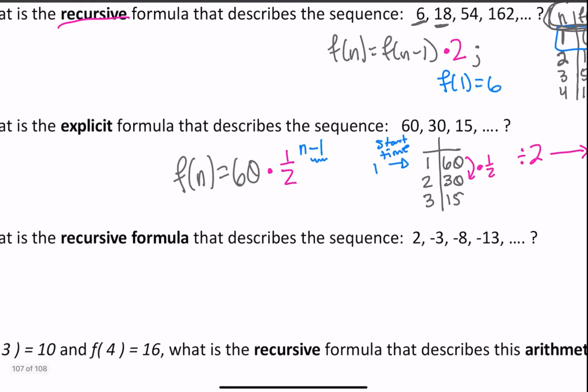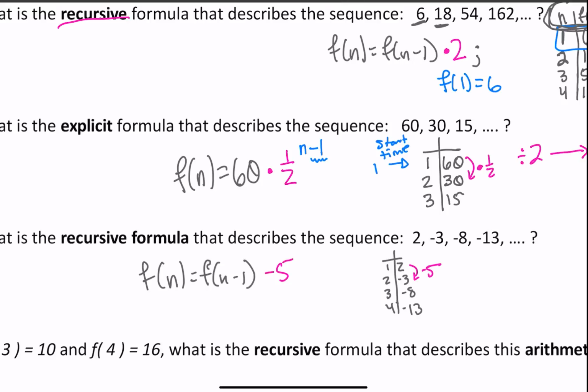Okay, so we have to represent that in our exponential. All right, let's look at the next one. We're asked for the recursive. So with our list of numbers, first number is 2, second number is -3, third number is -8, fourth number is -13. So as we go down the table, we are subtracting by 5. So when we write the recursive, we have f of n equals f of n minus 1 minus 5, with the start of the table being f of 1 equals 2.